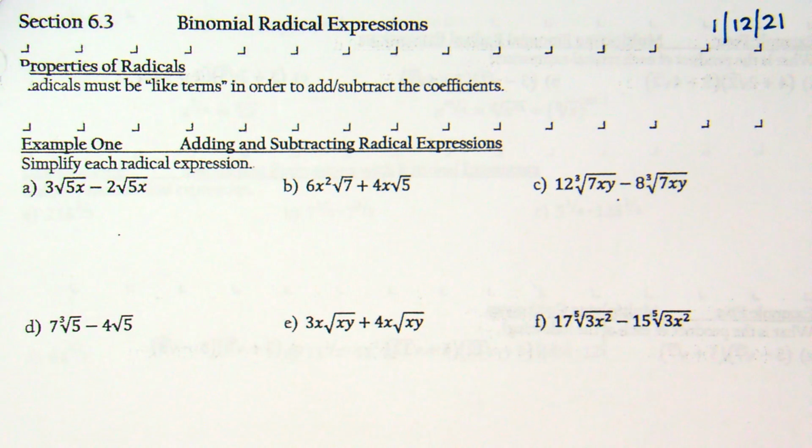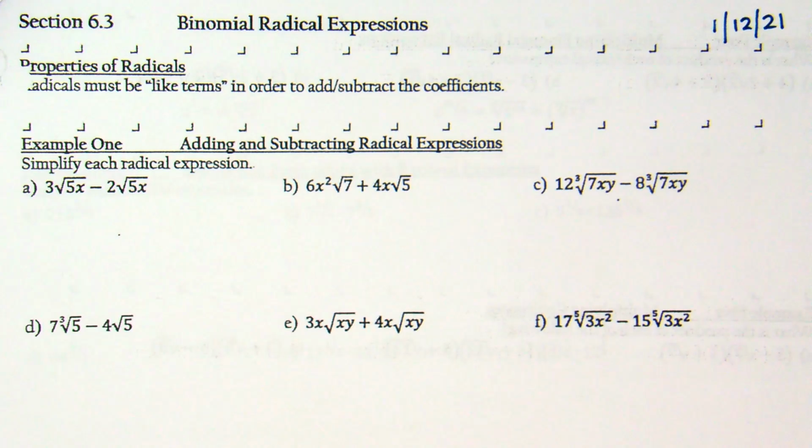Okay, and you'll notice right up there, it says radicals must be, quote, like terms in order to add and subtract the coefficients. So kind of like in order to add and subtract x's. You could add and subtract an x squared with an x squared, right? Like 3x squared plus 5x squared. You can do that and get 8x squared. You can add and subtract 2x and 4x and get 6x. But we can't add or subtract, say, 2x and 5x squared, can we? They have to have the same powers. They have to have the same pieces. And that's the same thing here.